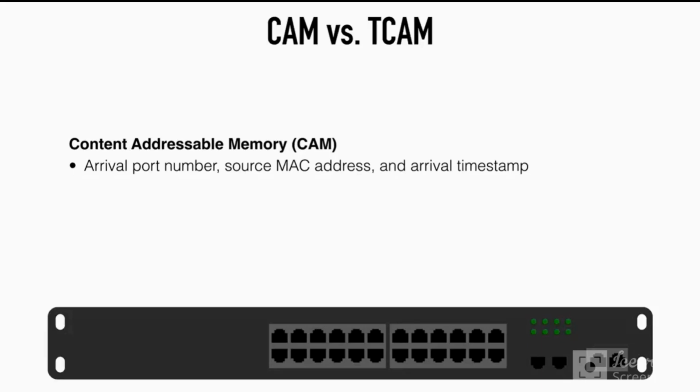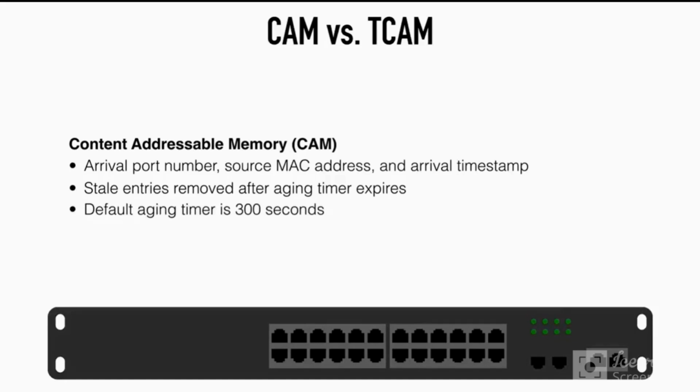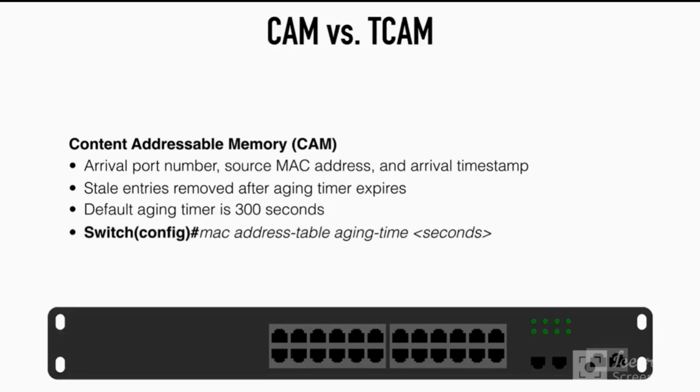CAM tables are large, but they are finite. So on a large network, it's completely possible to run out of CAM table space. That's the reason that the timestamps are recorded, in order to manage what are referred to as stale entries, or addresses that have not been heard from in quite some time. The CAM table entries are automatically removed after a particular aging time, and by default, any CAM table entries that are idle for more than 300 seconds will be deleted. Now, this can be changed very simply from global configuration mode on a switch with the command mac address-table aging-time followed by the number of seconds that you want to set the aging timer to.